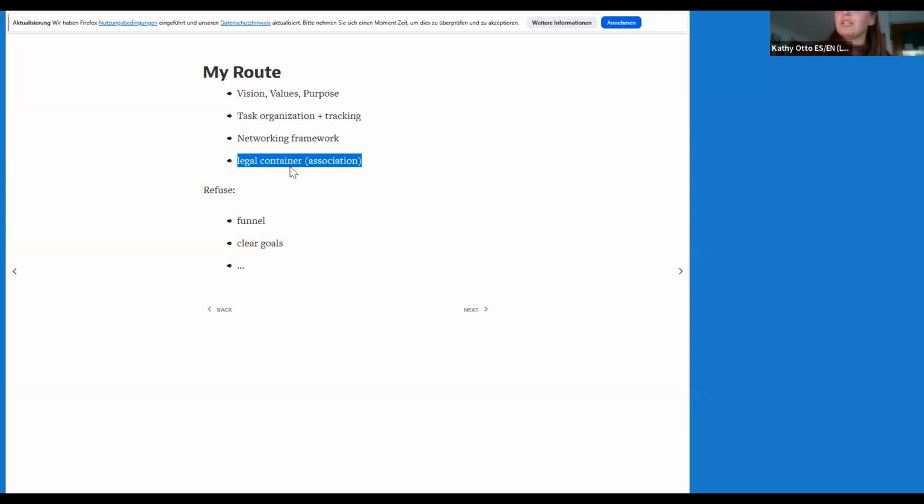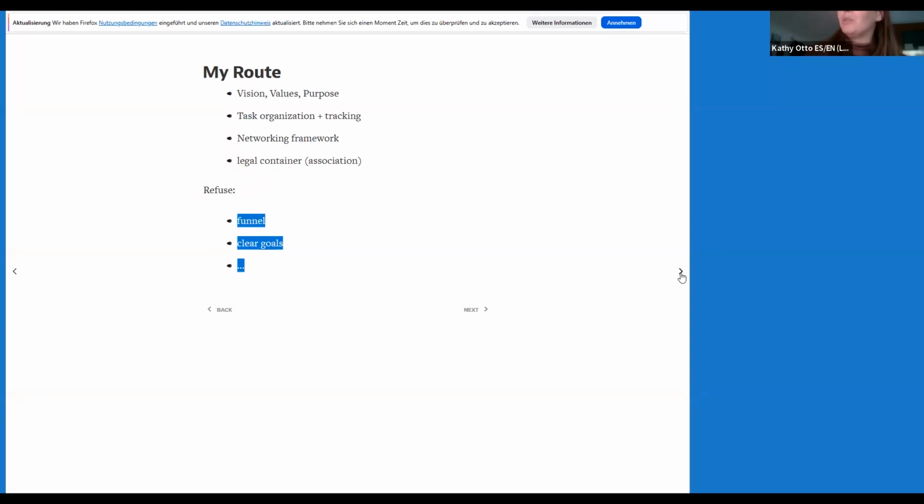Also, I refuse, in a lot of things, and I find this more and more clearly, to work with a lot of tools people usually give me when starting as an entrepreneur or having an association. For example, they tell me, if you want to sell, you need a funnel. You need clear goals. How many people do you want to reach? You need goals, yes, but there are some other pieces that don't work like this.